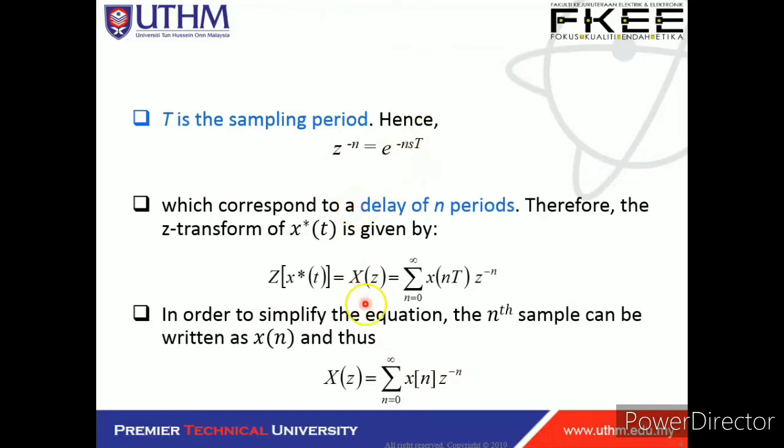So the important part is we have the equation for the Z transform here. We will see the definition of the Z transform after this. So for the introduction, to find the Z transform, we will have the summation from 0 until infinite of xn multiplied with z negative n.